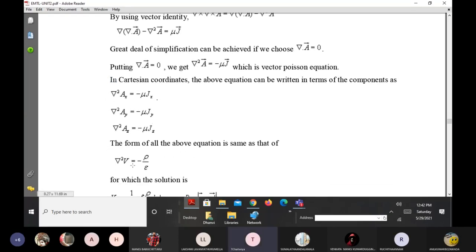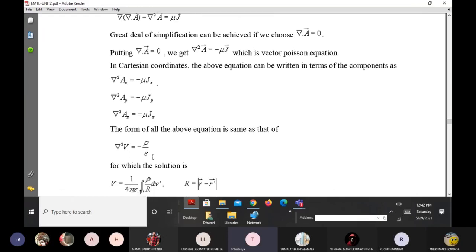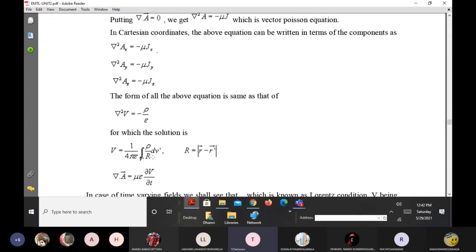And from this we can get the Poisson's equation. Already we have seen del square V equal to minus rho by epsilon is the Poisson equation. So whenever minus rho by epsilon becomes 0, that equation can be converted to the Laplace equation.